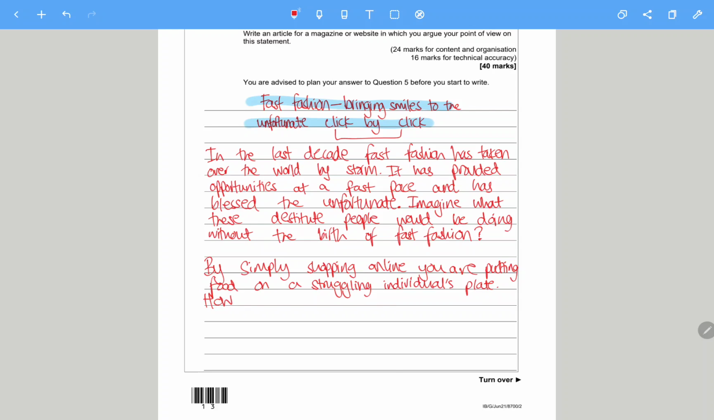I might use some metaphor here. How does it feel doing God's work? So I've used a metaphor here and also a rhetorical question, showing you how, as the consumers, just by simply shopping online, you are making a change. You are making a change to someone else's life.